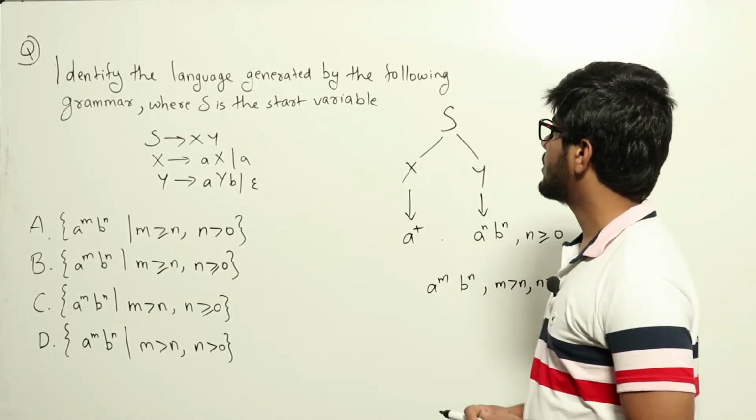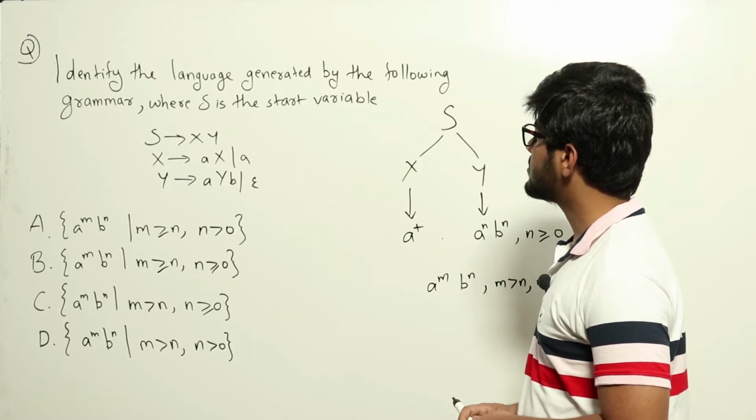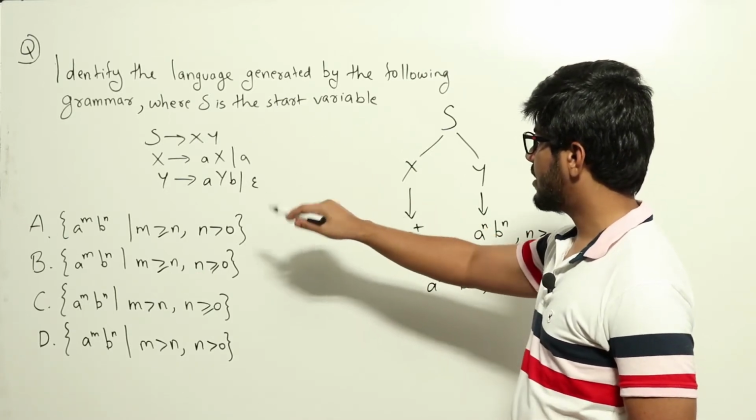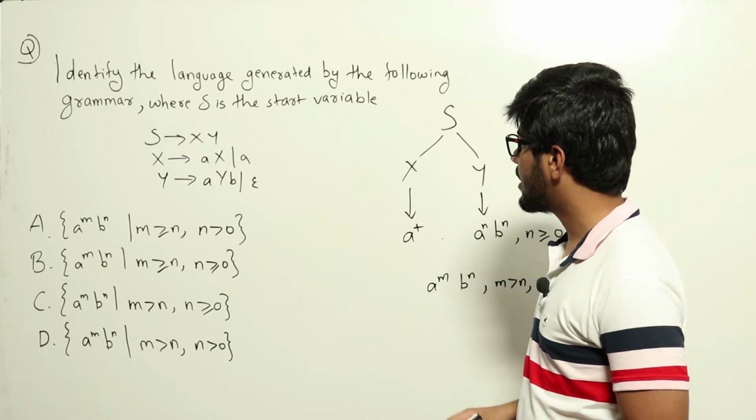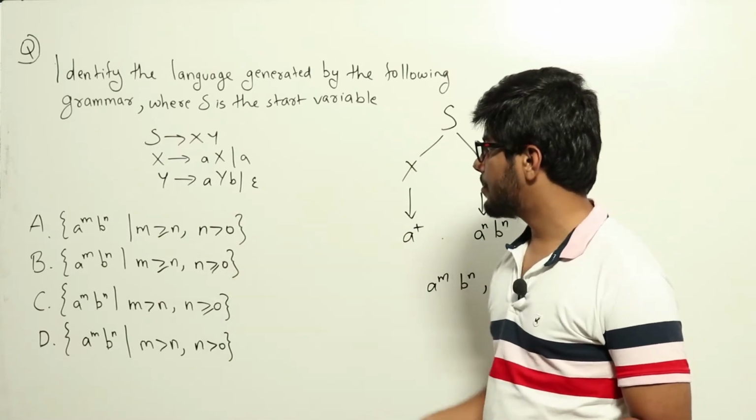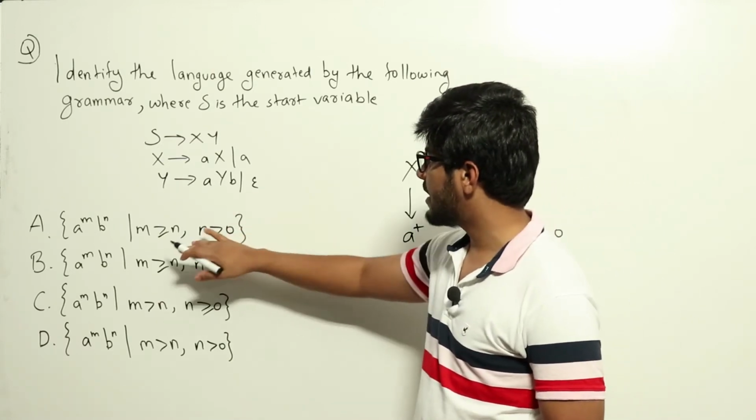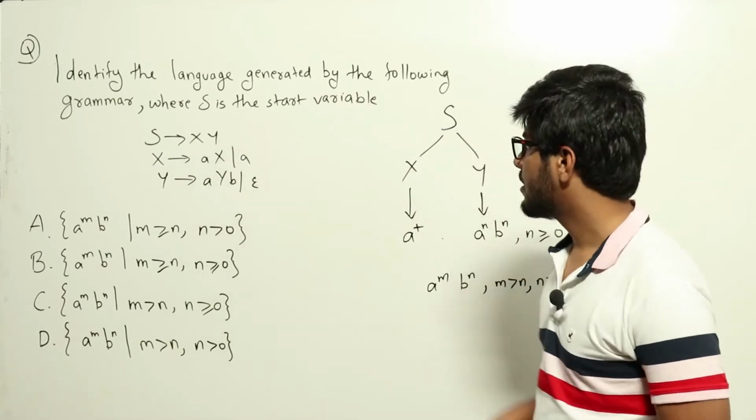Identify the language generated by the following grammar where S is the start variable. S gives xy, x gives ax or a, y gives ayb. And 4 options have been given. From the options we need to identify the language which is represented by the same grammar.